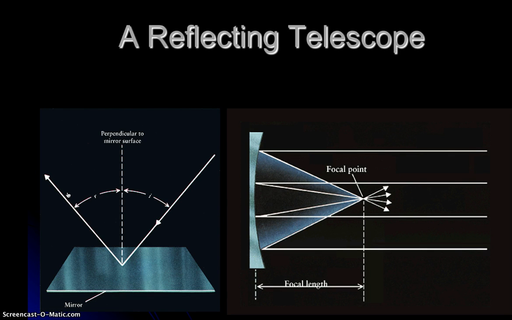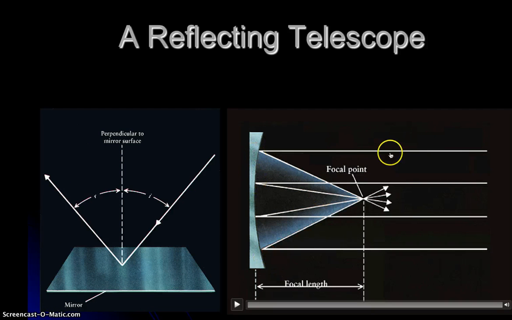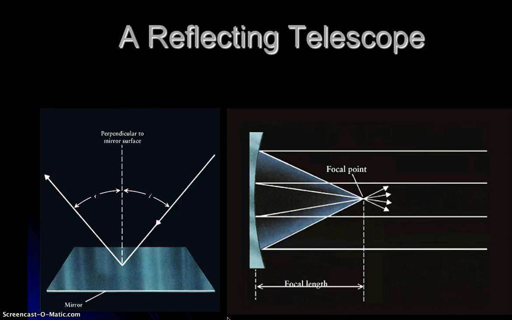And so a mirror is used at the bottom of a reflecting telescope, and it'll be curved to allow, again, the rays to come in and focus at a single point, and that is where the image is going to be located. So reflecting telescopes use mirrors.